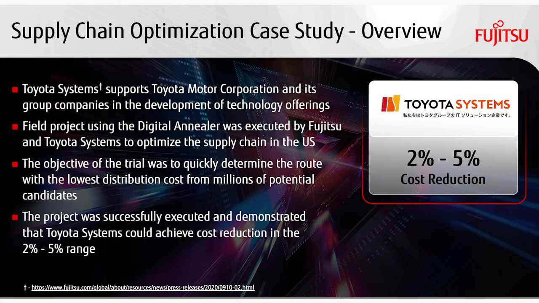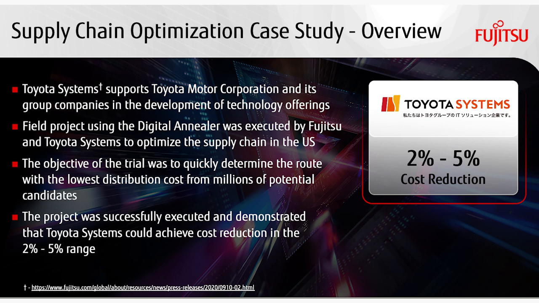Today, I'm going to talk about the work we've been doing with Toyota, one of Fujitsu's premier clients, to illustrate how the digital annealer could help take your retail supply chain to the next level of optimization. Earlier this year, Fujitsu and Toyota conducted a joint project to optimize Toyota's complex distribution and supply chain for automotive parts in the US, and we leveraged Fujitsu's quantum-inspired digital annealer optimization solution.